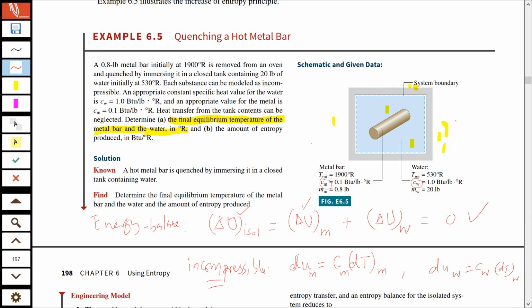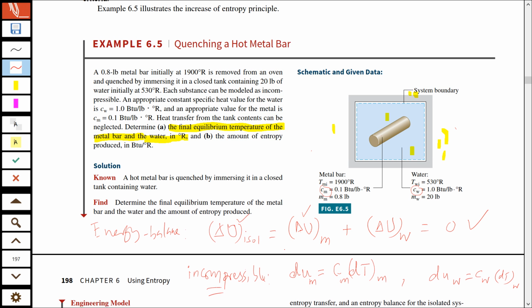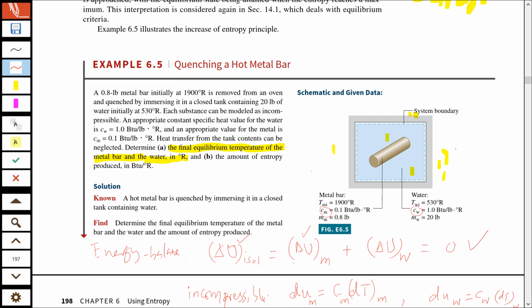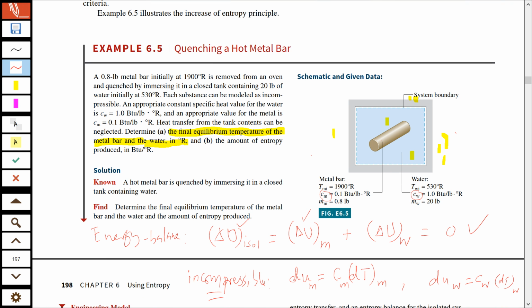Okay, which means that I can now, and this small u is for specific. Here I need the total energy, so I must multiply both of these by the masses: mass of metal, mass of water. So I can now plug these values there.